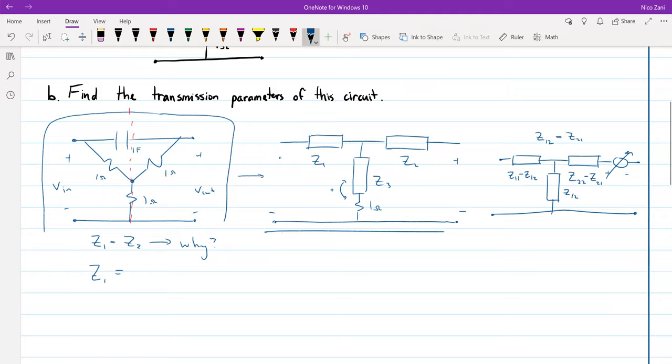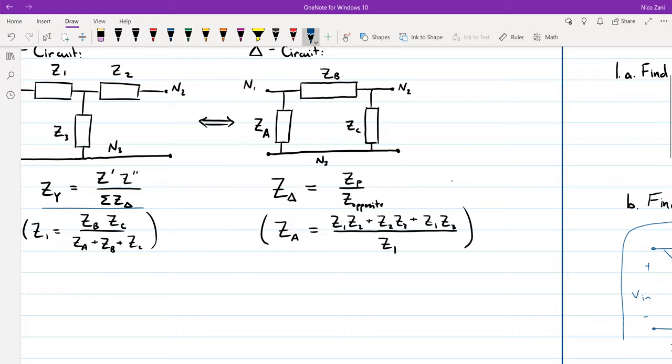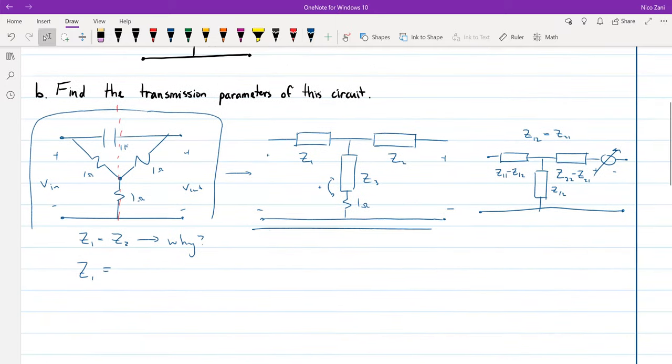What is Z1? Well, we know from our delta-Y conversion over here that if we want to find Z_Y, we do Z double prime over the sum of every Z delta. So in this case, if we're looking for Z1 right here, we want to take the capacitor right here and this resistor right here in order to find Z1. So what we do is first put the impedances of these. I should mention I'm going to be solving this in the Laplace domain. So 1 farad goes to an impedance of 1 over S. That's the impedance of the capacitor. And the impedance of the resistors is just 1.